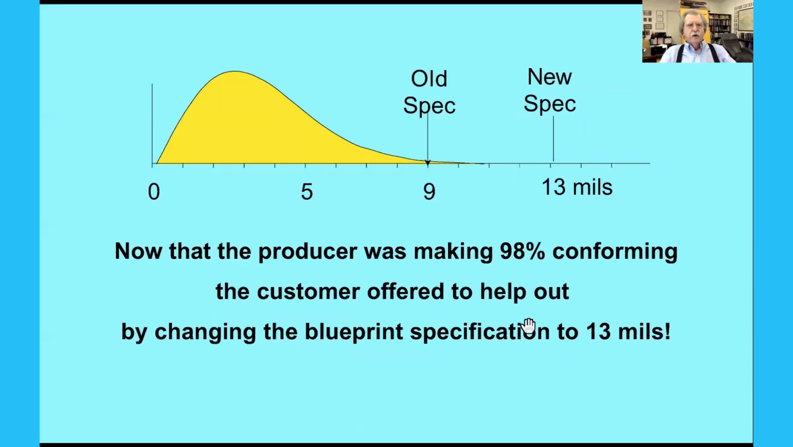So they go to their customer, say, "We can get 98% conformance." The customer said, "Well, we'll help you out. Let's make the spec 13 mils." See, the customer wasn't going to budge until they saw some improvement on the part of the producer. Well, that is the 4 possibilities and the uses of the charts.